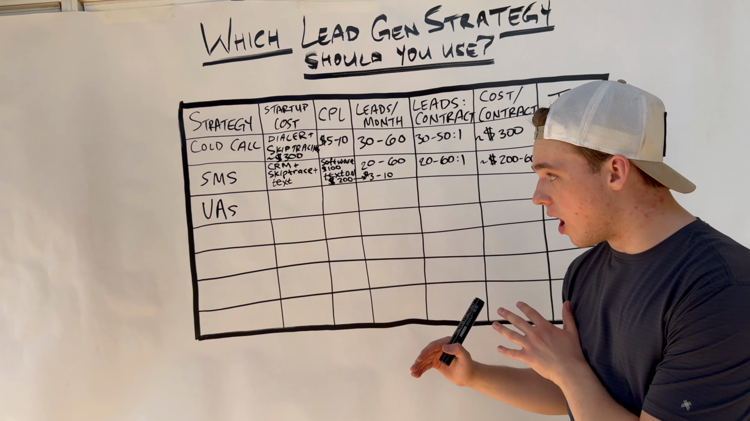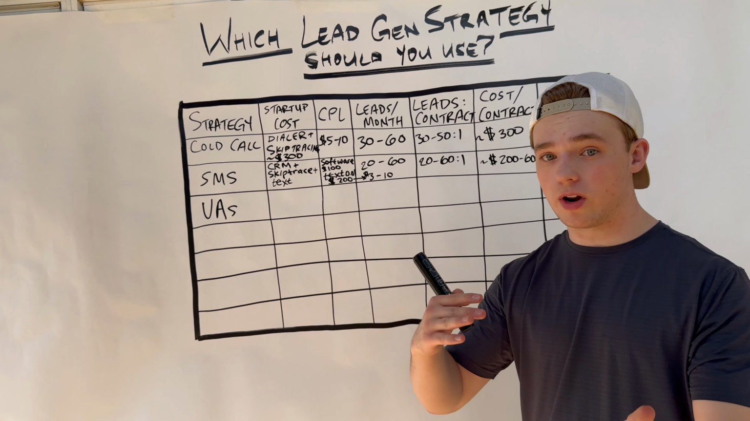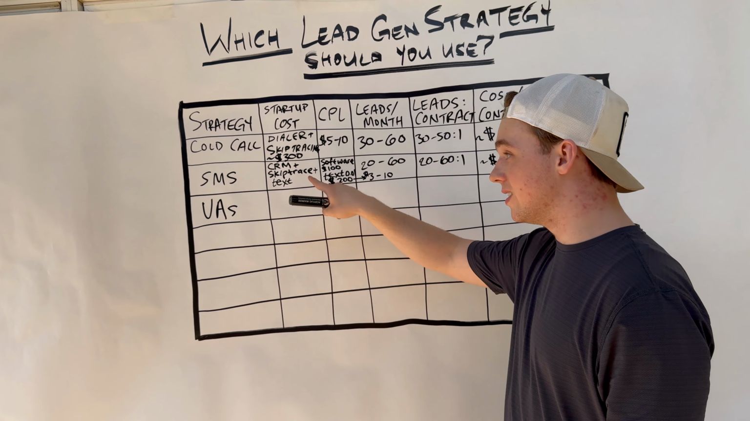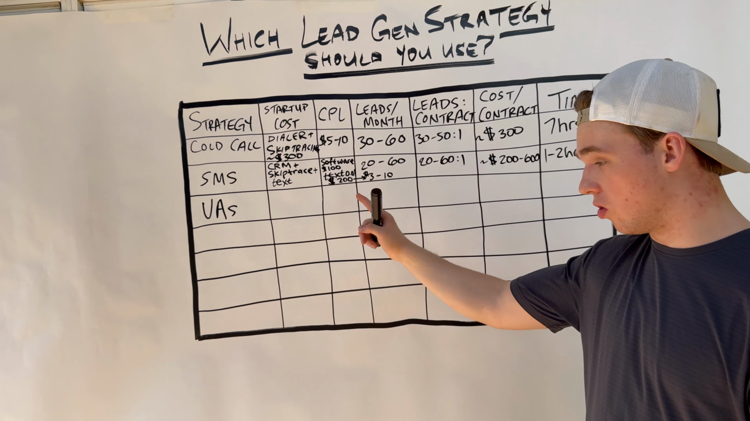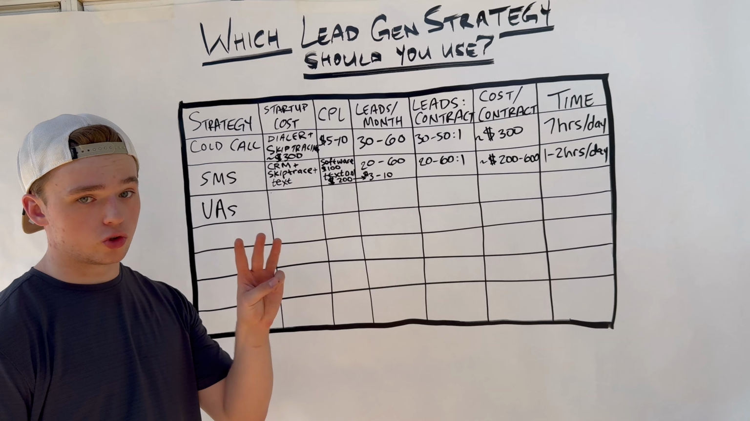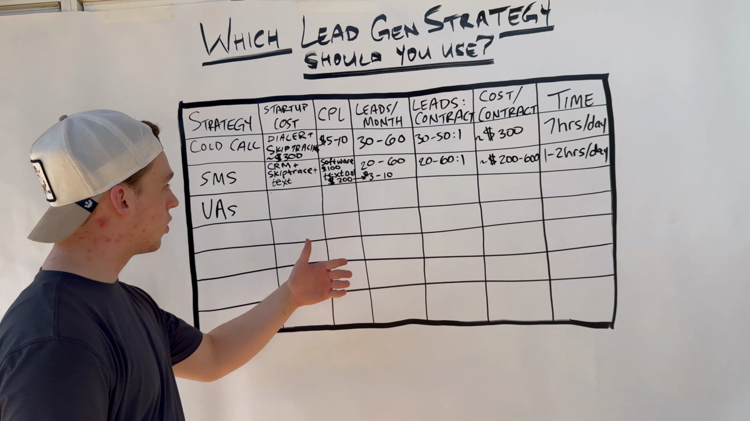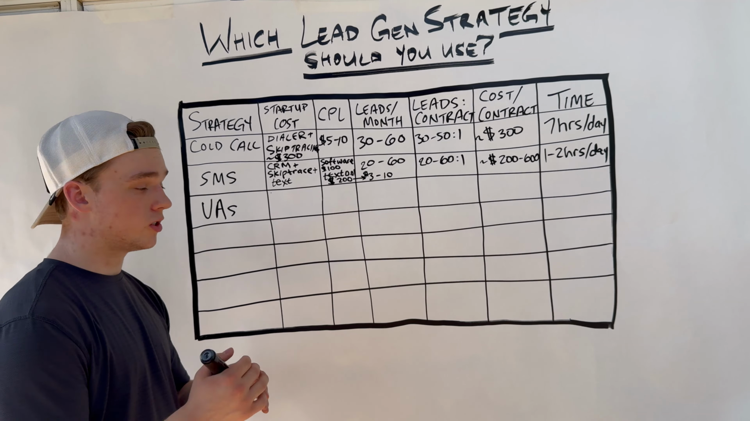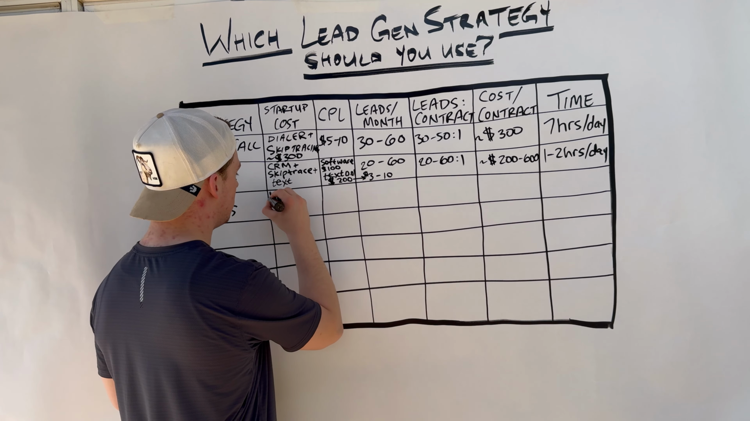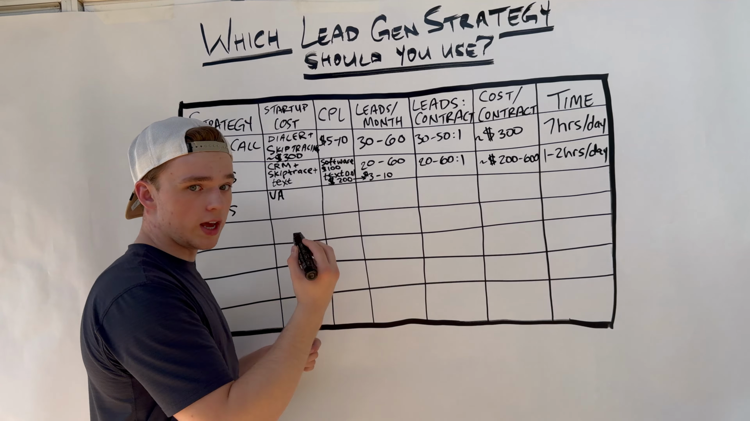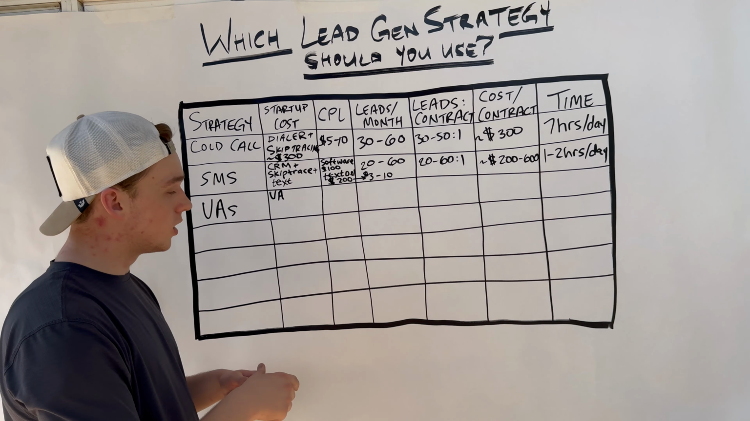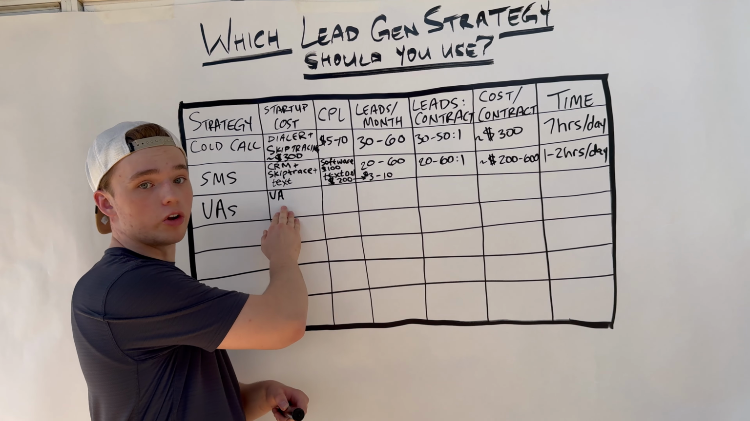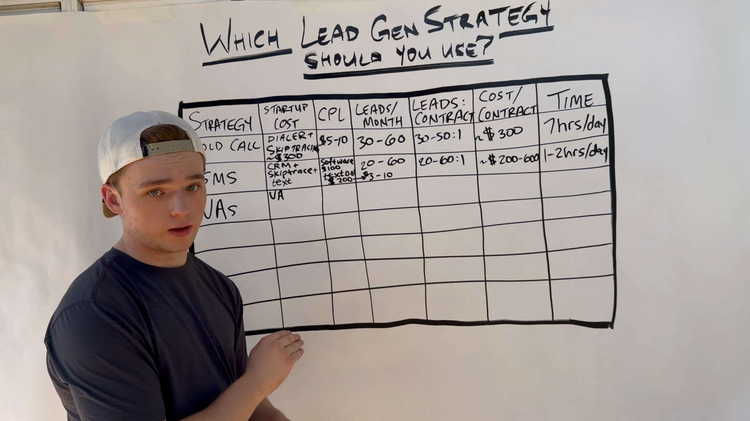Now, because you're hiring someone else, now you have an employee, the startup cost is quite a bit higher than cold calling and SMS. There are 3 things that we need to take into account when starting up VAs. Number one, the biggest cost, obviously, is the VA itself. This costs about $1,000 per month just for the VA.